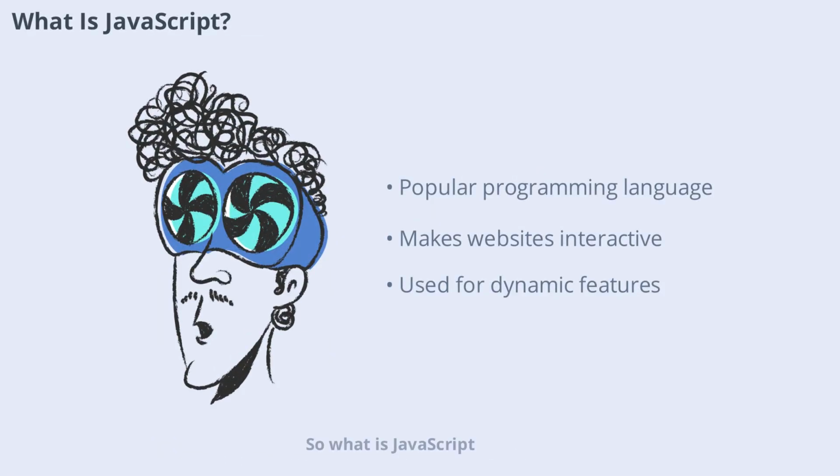So what is JavaScript? JavaScript is one of the most popular programming languages in the world. It's mainly used to make websites interactive and dynamic. When you click a button, see an image slider, fill out a login form, or play an online game, JavaScript is working behind the scenes. It powers pop-up notifications and real-time updates, making web pages come alive. Understanding JavaScript is key to creating modern web experiences.